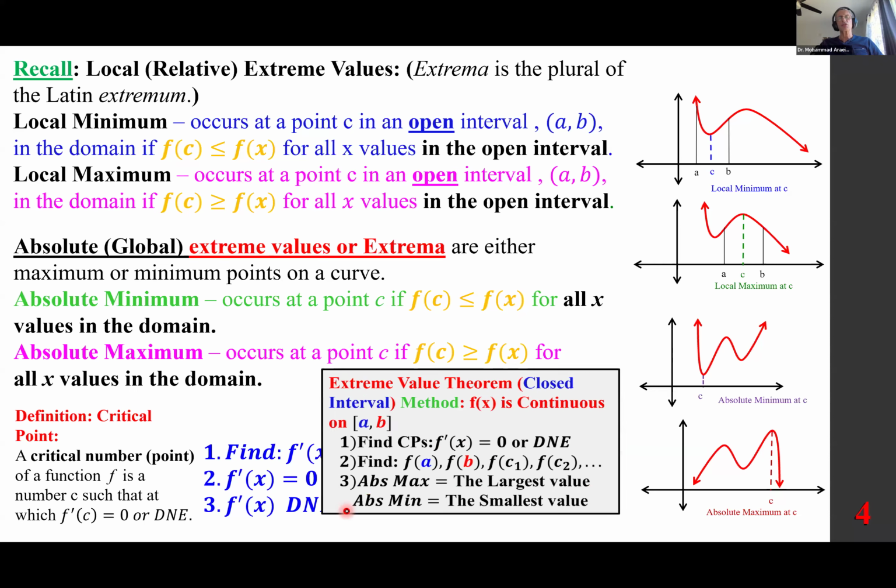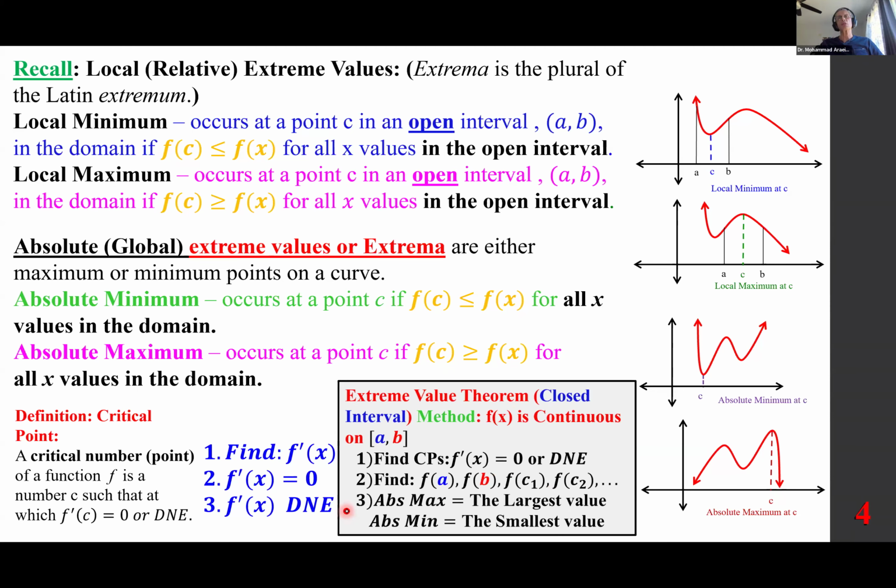Finally, the extreme value theorem, also known as the closed interval method, indicates if f of x is a continuous function and the closed interval is given, we want to find all critical points and evaluate the function at the endpoints as well as the critical points. Absolute max is the largest value, absolute min is the smallest value. So this is the synopsis of what we covered.